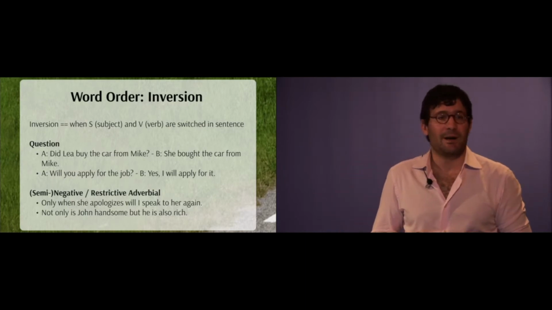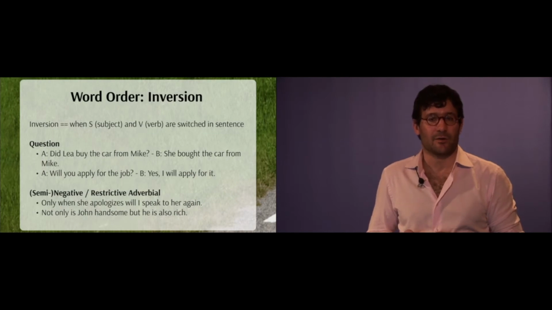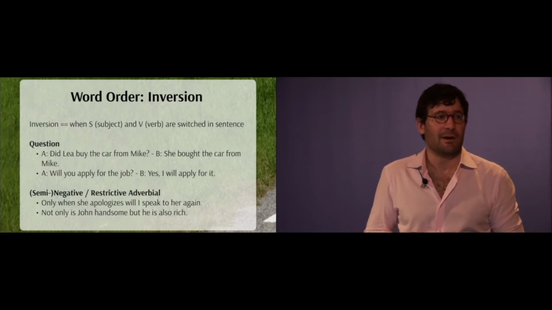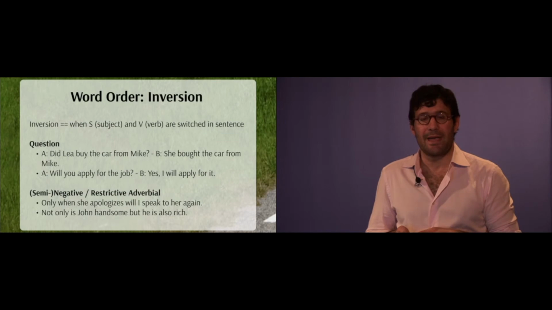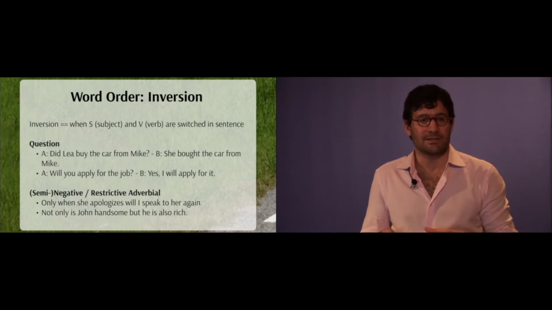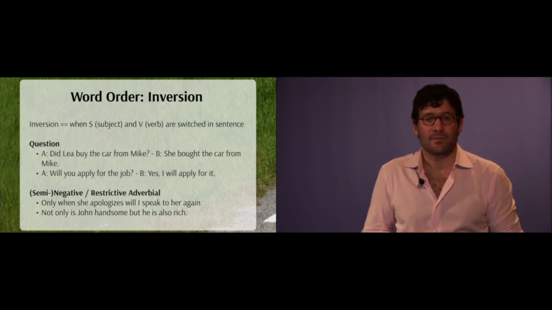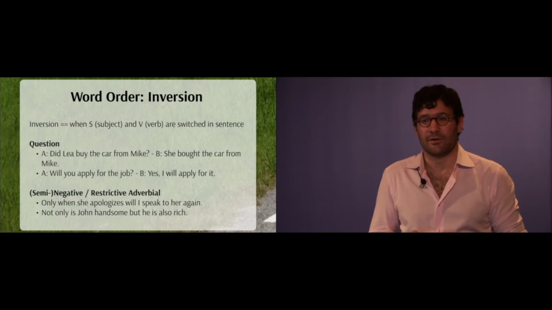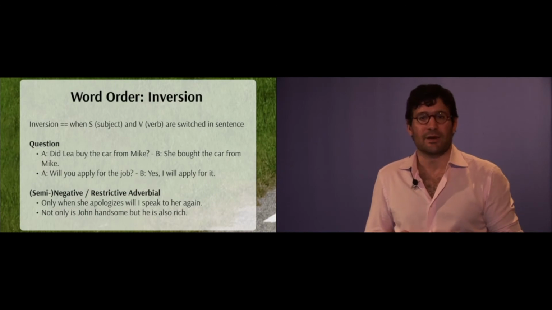So only when she apologizes will I speak to her again. So we have the restrictive adverbial clause, only when she apologizes. And it's called a restrictive adverbial because it gives the conditions under which the main clause will happen. And I will speak to her only when she apologizes. Given those conditions, I will speak to her again. Right? And in that case, you have to invert. So I will speak to her again, will I speak to her again? Only when she apologizes will I speak to her again.